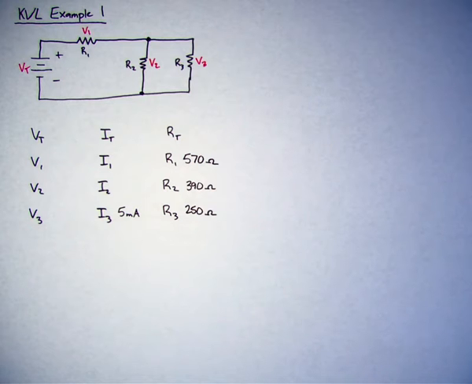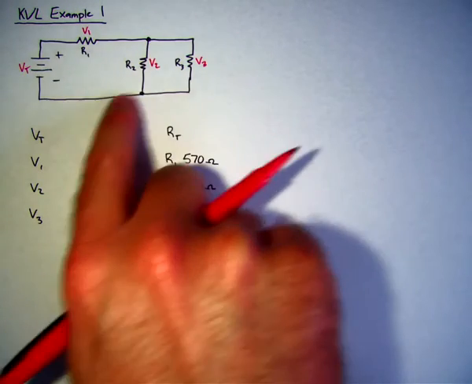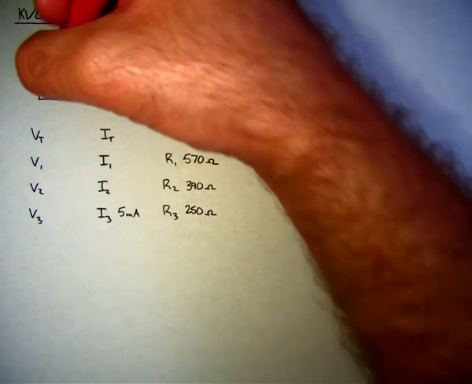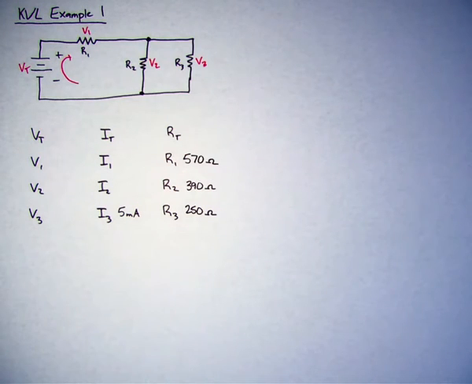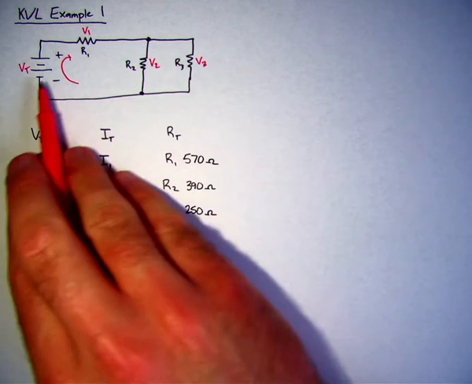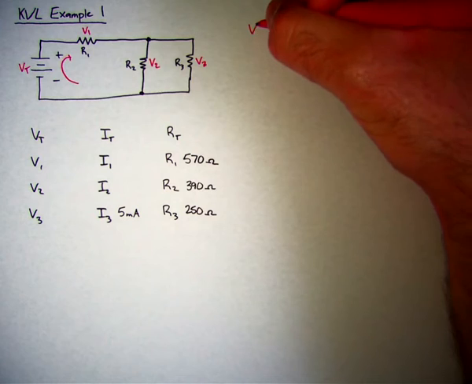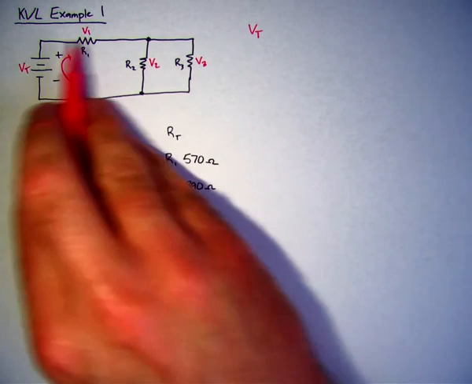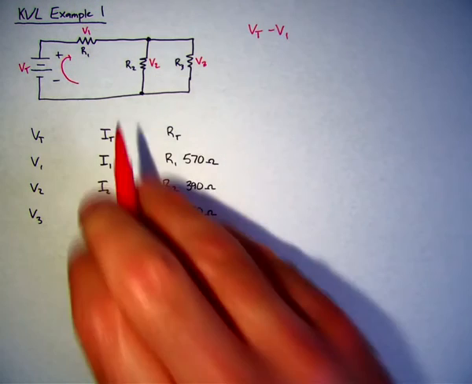Now the next thing I'm going to do is create a loop. I'm just going to create a loop right here, just on the left-hand side, using the power supply, resistor 1, resistor 2. I'm going to define the direction as clockwise, which means that VT is gaining potential. So we have a positive value for the total voltage. V1 is in the direction of the current, so it's going to lose some potential. So potential is going to go down, so minus V1.